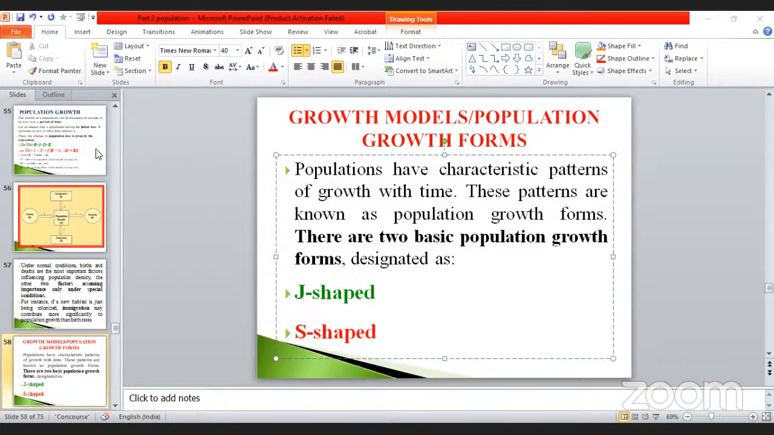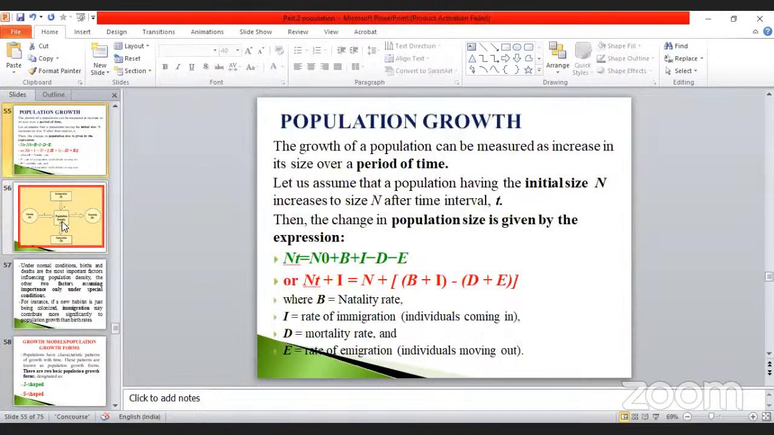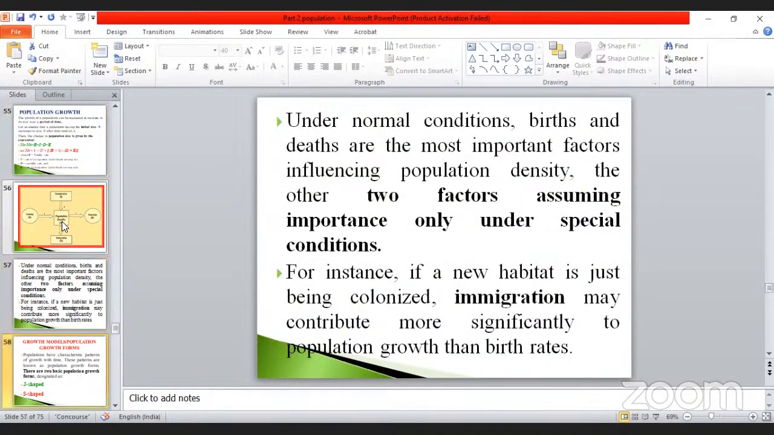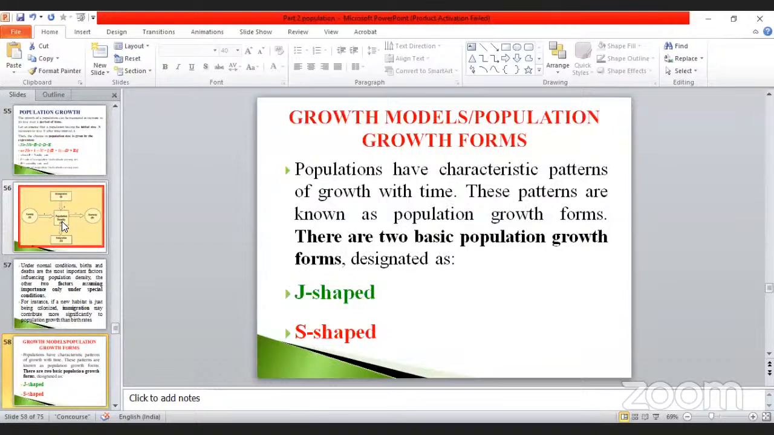Once again, we are going to discuss the remaining part of population and growth. We already discussed what population growth is and how it is calculated. Population size was also already discussed, isn't it? Next, the important one, the main heading. Without this part, there are no NEET questions: growth models and population growth forms.